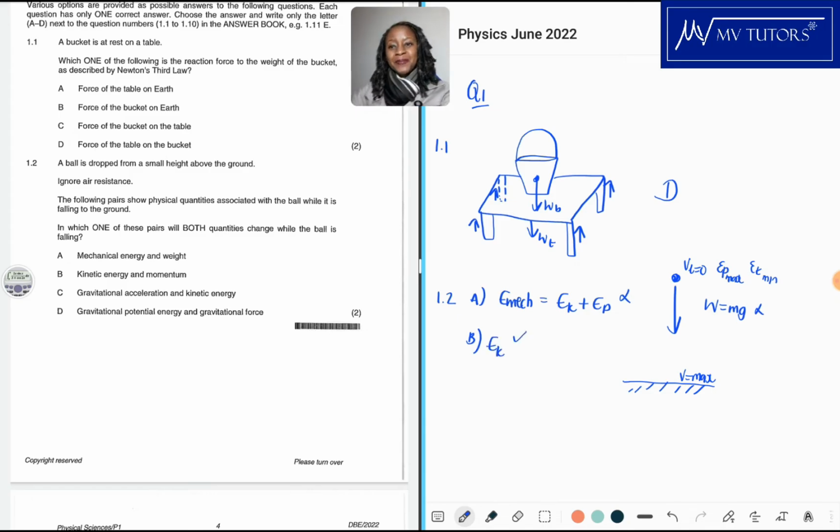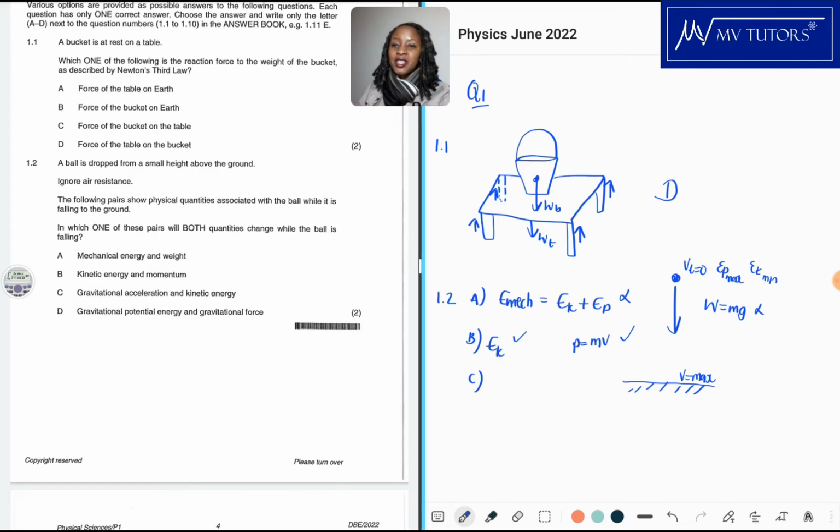And momentum. Okay, what is momentum? All right, momentum is basically mass times velocity. Velocity is changing, guys. We go from zero velocity because it was dropped to the maximum velocity when it reaches the ground. So definitely this works. Once you get an answer that looks correct, please don't stop there. Check out all the others because multiple choice questions can get tricky.